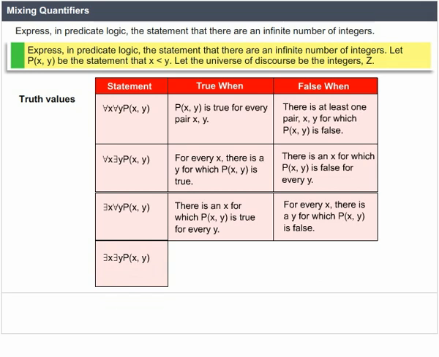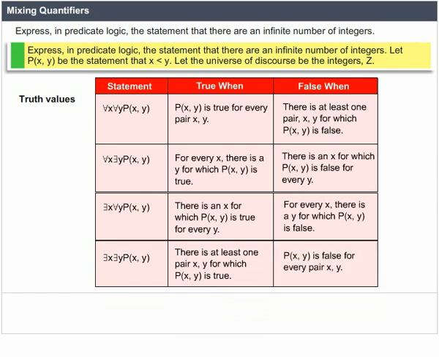Fourth row. There exists x, there exists y, P(x, y): there is at least one pair x, y for which P(x, y) is true. It is false when P(x, y) is false for every pair x, y.